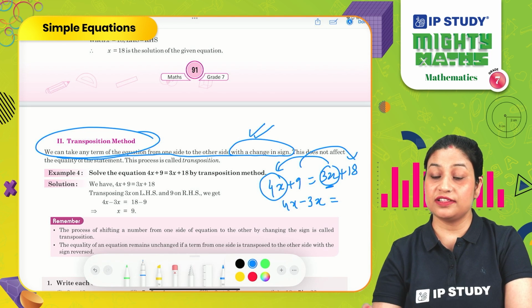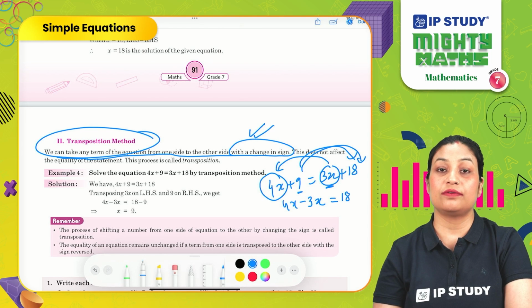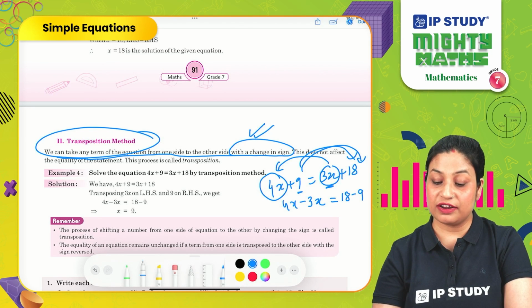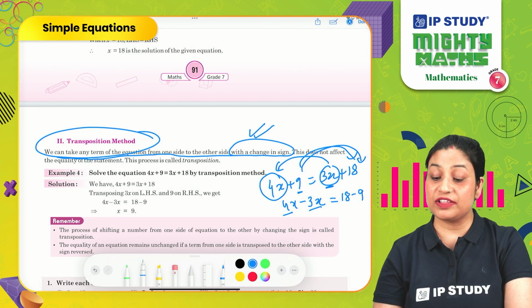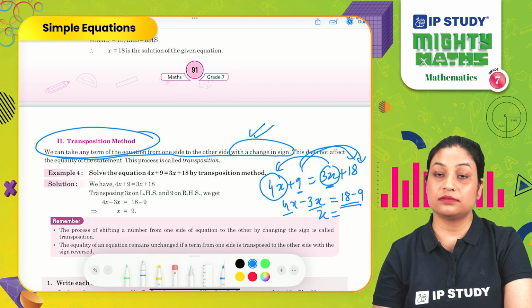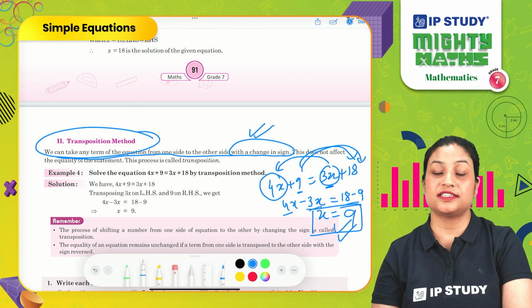Now what is left on the right hand side? 18 is left. And again on the left hand side we have 9. We will take this to the right hand side. When I do so, this plus 9 will become minus 9. So what am I left with on the left hand side? When 3x is subtracted from 4x, we will get x only. And what is over here? 18 minus 9 is 9. So what is the result? The result will be x equals 9.